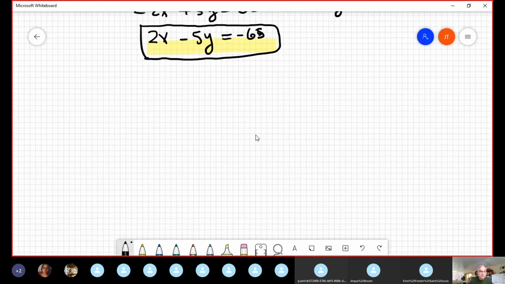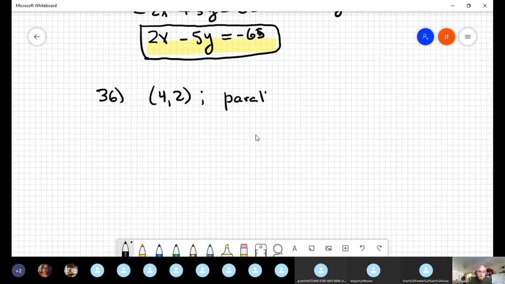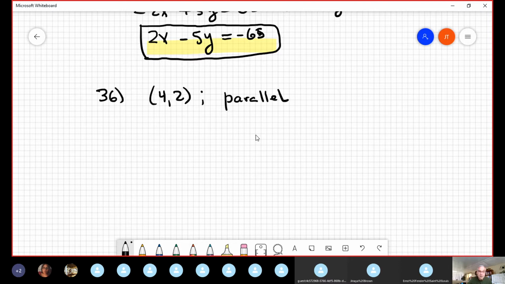Let's go to number 36. 36 is similar. The given point is 4, 2. The condition is parallel, again. And the line is x plus y equals 15. This is easy. Come on. I wait 30 seconds. Can you try to do it? You try.